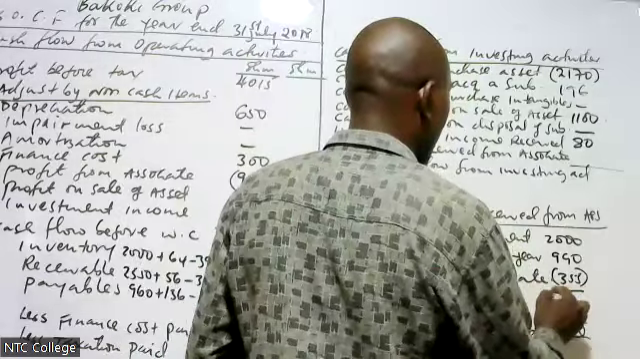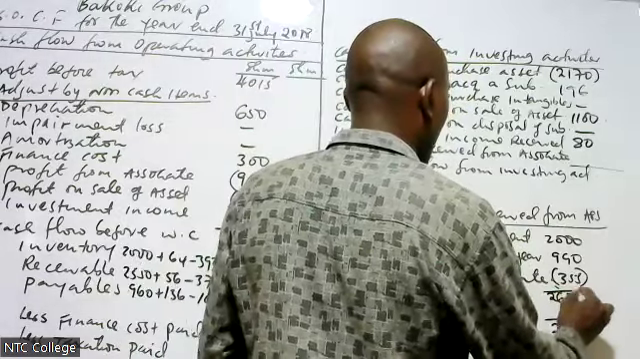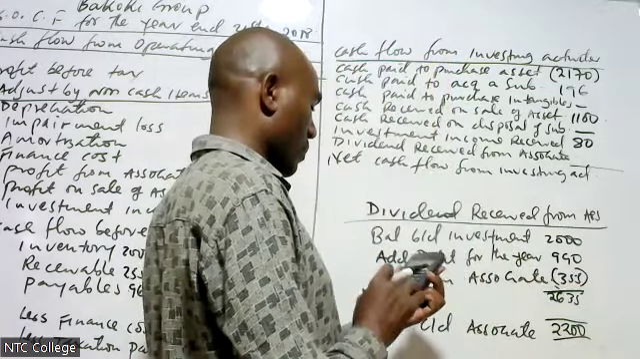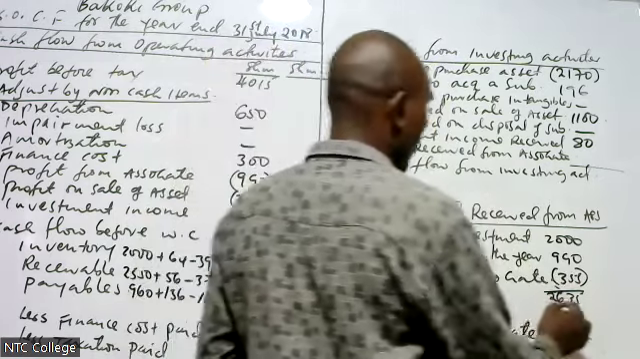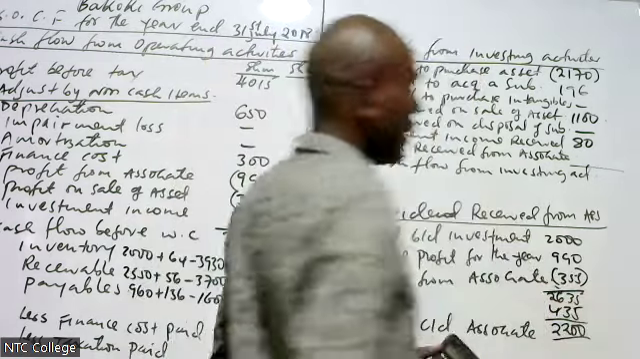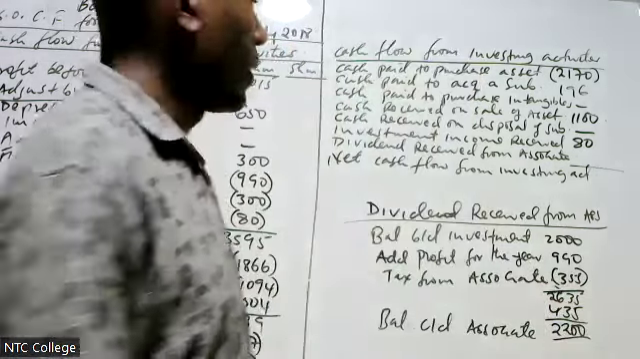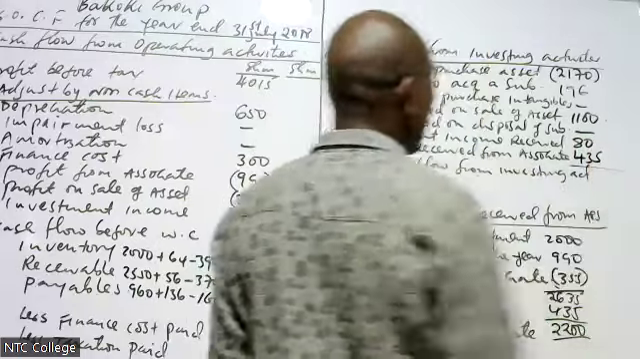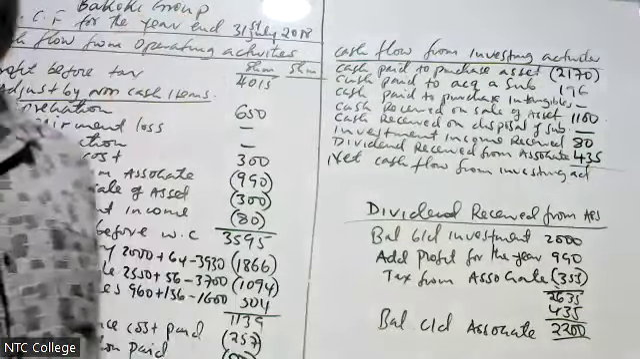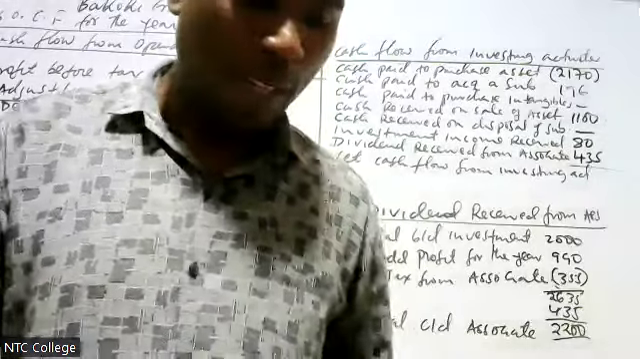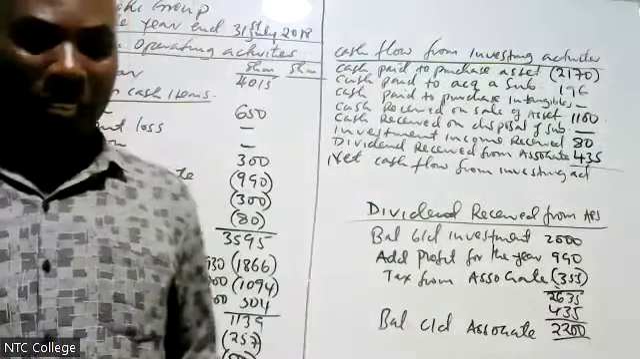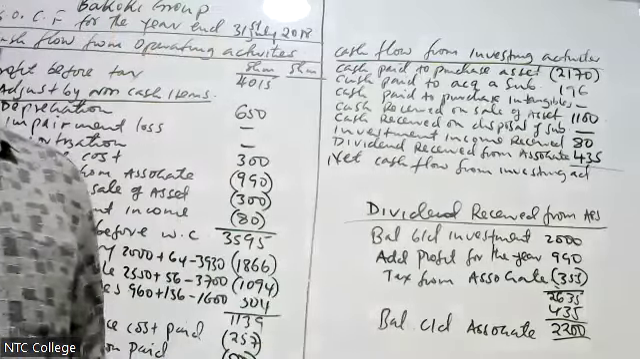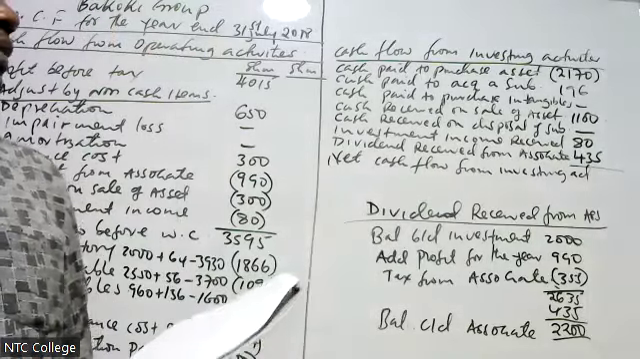I'm getting here 2,635 minus 2,200, 435. It means we received dividend, not we paid. It's the associate that paid, but for us, we received dividend of 435.